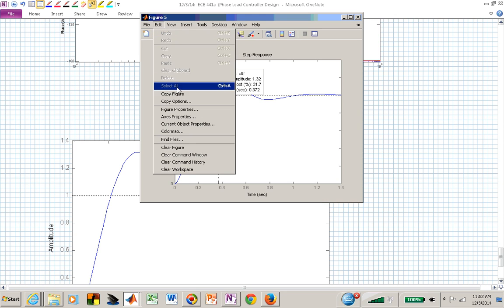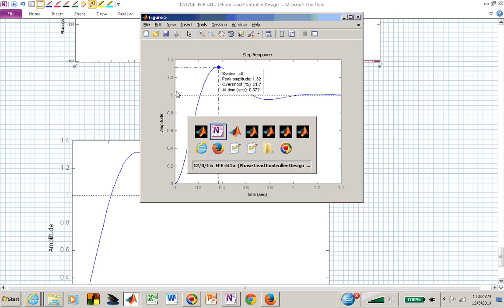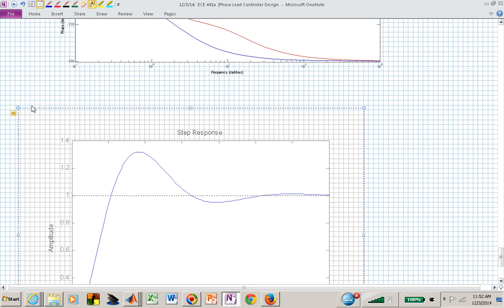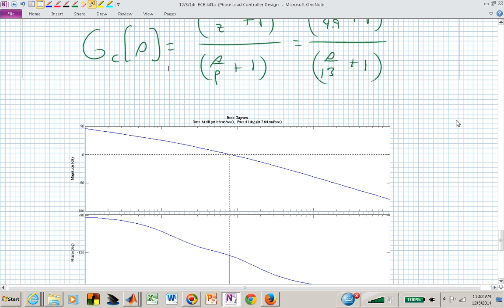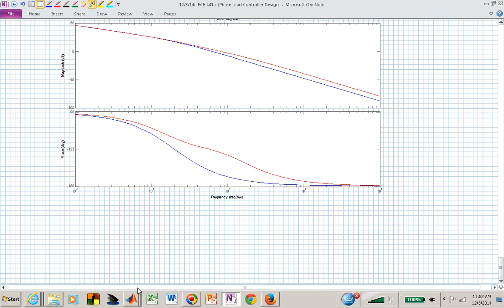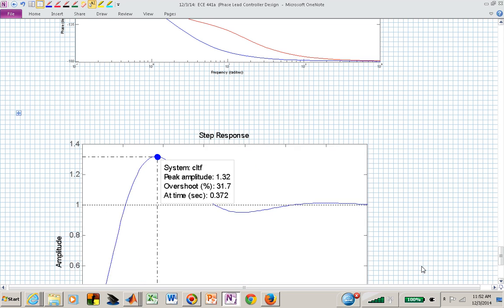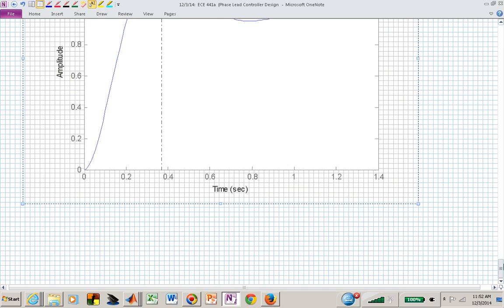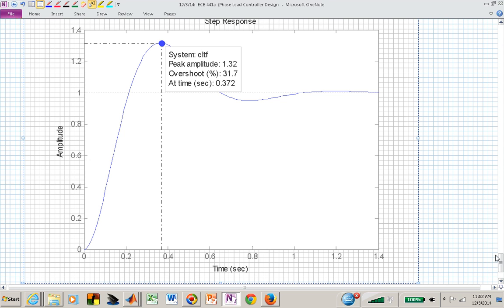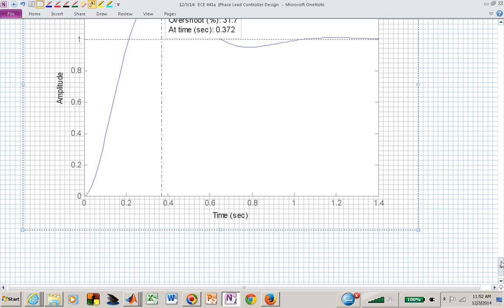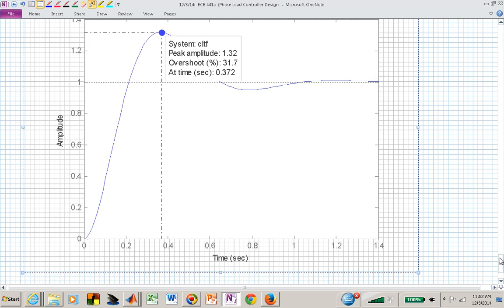Maybe I should just include that and not this one in the notes section. So there is our step response, which we knew that it wouldn't have the best overshoot properties because of the angle of those two complex poles, plus we had the 0 at -4.9.